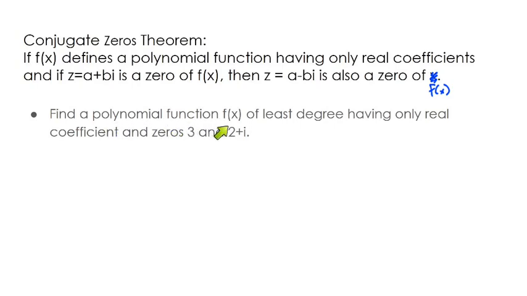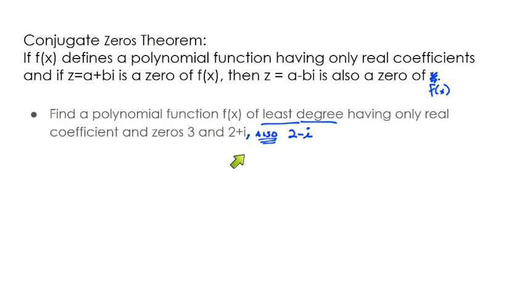It says, find a polynomial function f of x of least degree that has only real coefficients and zeros of 3 and 2 plus i. Well, it says of least degree, okay? And so we don't know at this point if it's a quadratic, is it a cubic, is it a quartic, is it second, third, fourth degree, but I know that I have one 0, so it's first degree. I know that I have another 0, so it's second degree, and here, this is your complex 0 because it has the i. And what we just learned, that if 2 plus i is a 0, then also 2 minus i would be a 0 with that conjugate zeros theorem.